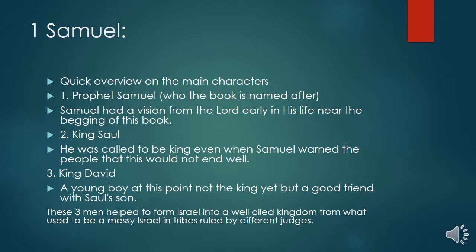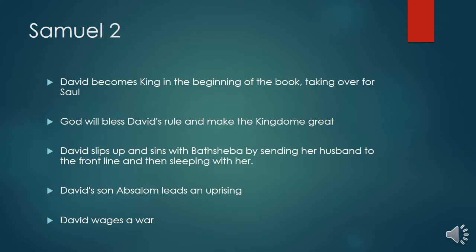And then King David. King David at this point is only a younger boy. He's not yet the king, but he's a good friend with Saul's son. And there's a couple different instances in this book where Saul even goes after David. One of the most famous ones is when David hides in the cave from Saul. These three men helped to form Israel into a well-oiled kingdom, from what it used to be, a messy Israel, into tribes ruled by different judges.